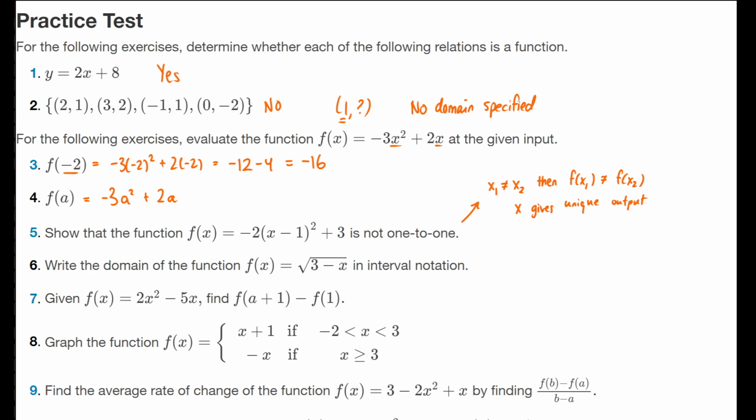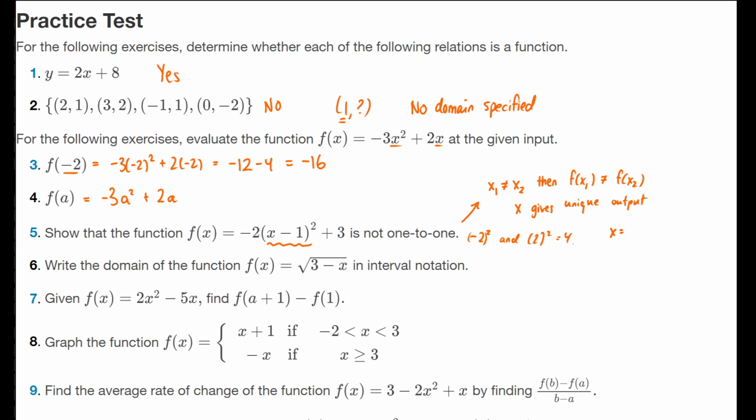However, what we see here is that we have a squared involved. So what this means is that we're going to be able to put in two different x values and get the same output. It's just a matter of figuring out which x values that is. So what I know is that -2 squared and 2 squared both equal 4.